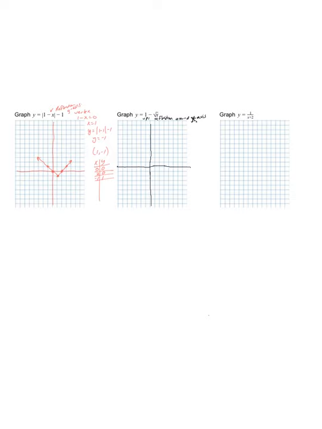So let's start off with, first of all, looking at what the original function looks like. So what does y equals square root of x look like? 0, 0, 1, 1, 4, 2. Okay, now let's reflect it. So let's do this negative piece. So now I'm going to reflect it. Okay, now I'm going to take that whole thing and I'm going to shift it up 1.